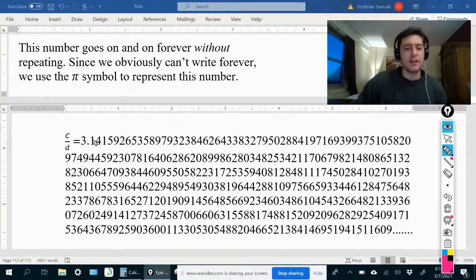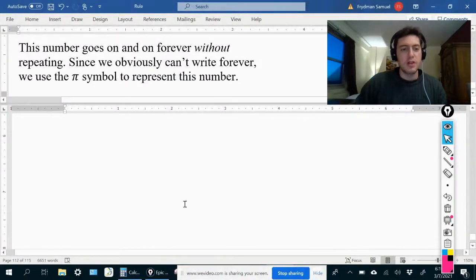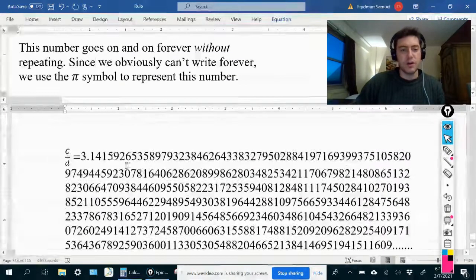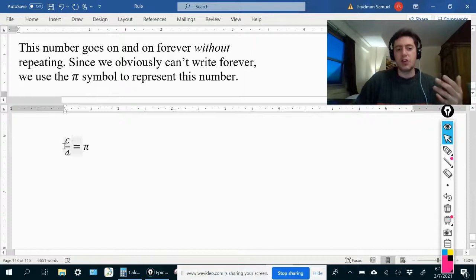So instead of writing that the circumference of a circle divided by the diameter of the circle is equal to 3.14 blah, blah, blah, they will just write that the circumference of a circle divided by the diameter is equal to pi. That's how it would be written. But remember that pi simply stands for this number over here. So pi is simply a number which is a little bit bigger than 3, which is what we get when we take the circumference of a circle and divide it by the diameter.